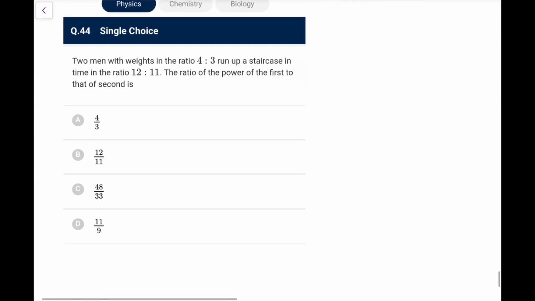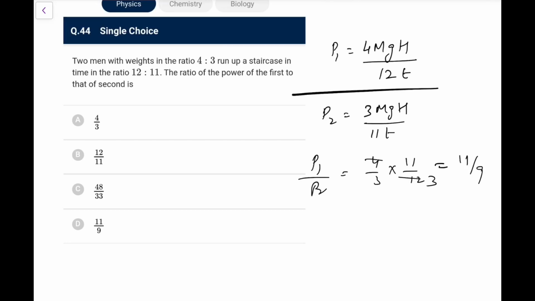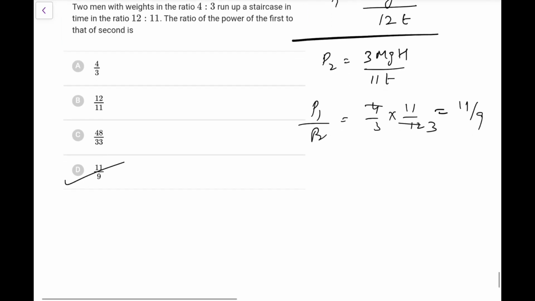Two men with weights in the ratio 4 by 3 run up a staircase in the time ratio 12 is to 11. The ratio of the power of the first to that of the second? For the first, work done would be, let's say, 4 mgh and time is 12t. For P2 it would be 3 mgh and time is 11t. So the ratio P1 by P2, you can directly say 4 by 3 times 11 by 12. This is coming out as 11 by 9. Go for option D. That's an easy one for you.